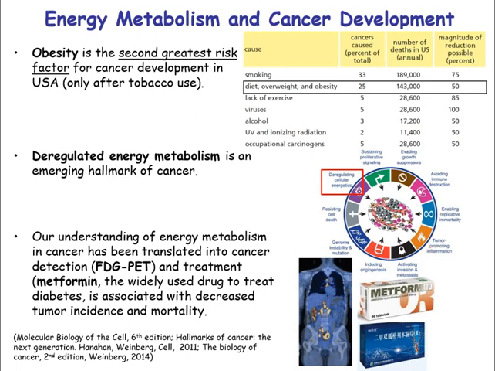And finally, some of our understanding of the energy metabolism in cancer has started to be translated into cancer detection and treatment. So I'm just going to mention two examples here. First is the FDG PET. This is a frequently used clinical practice to image the tumor and its metastasis to other organs by looking at the glucose uptake in the cells. This is because of the Warburg effect, which some of you probably know.